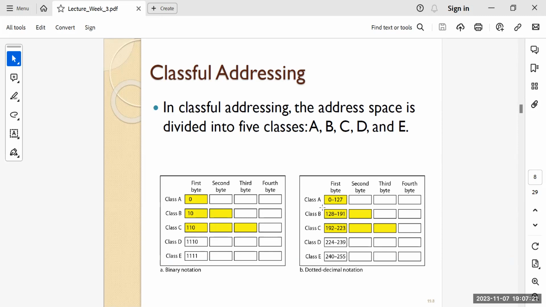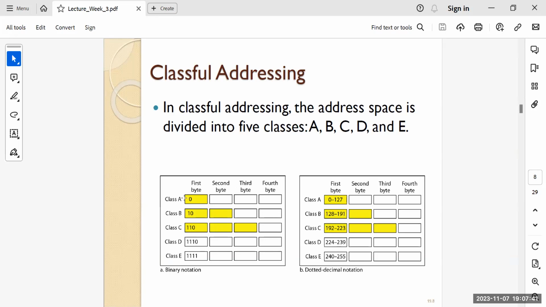In class B, the number in the first byte is between 128 and 191. In class C, the number in the first byte is between 192 and 223. In class D, the number is between 224 and 239. And class E, the number is between 240 and 255.